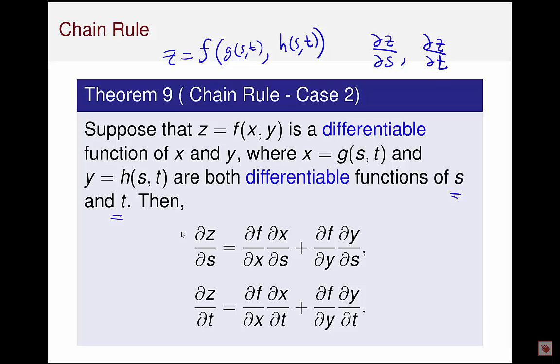Right, the chain rule in this case says that the partial derivative dz/ds can be written as df/dx times dx/ds plus df/dy times dy/ds. Similarly, dz/dt can be given by df/dx times dx/dt plus df/dy times dy/dt. So essentially we have two equations here, one for the partial derivative dz/ds and the other one for dz/dt.